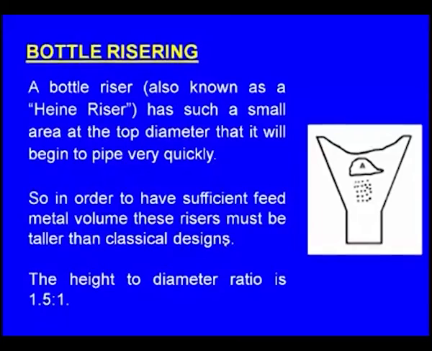Usually we have seen, especially in the NRL method, what is the H by D ratio? It will be between 0.5 to 1. The H by D ratio should not be greater than 1. But here the length of the risers will be more than the conventional risers. The height to diameter ratio is 1.5 to 1. So, this is the typical height to diameter ratio for a bottle riser.